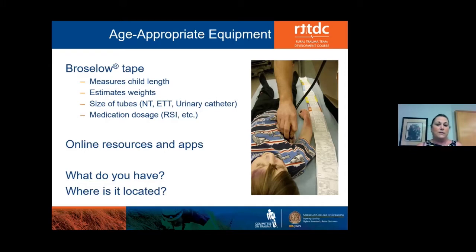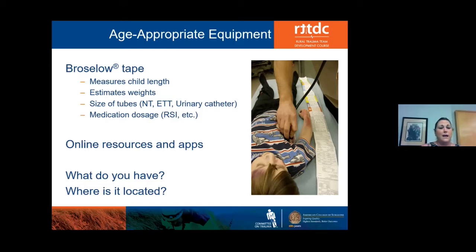When you use the Broselow tape, it's color-coded. So the color coding on the tape itself will tell you which drawer to open. That drawer contains all the equipment that you need for that pediatric patient. What you need to make sure is if you don't have a lot of pediatric patients that come through, that your pediatric cart is always up to date and has the proper equipment.